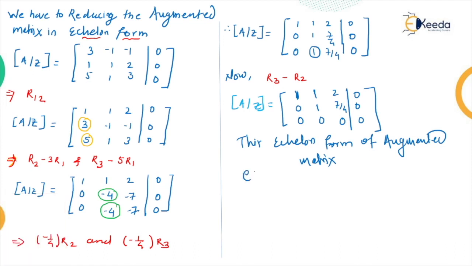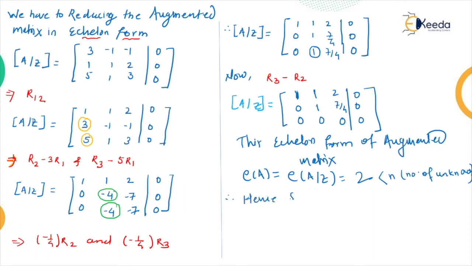After making this echelon form, the rank of matrix A is equal to the rank of augmented matrix AB, and you check the number of non-zero rows in this matrix. These are equal, and that is equal to 2. The rank of matrix A is also 2, and the rank of the total matrix is also 2, but it is less than n, the number of unknowns.